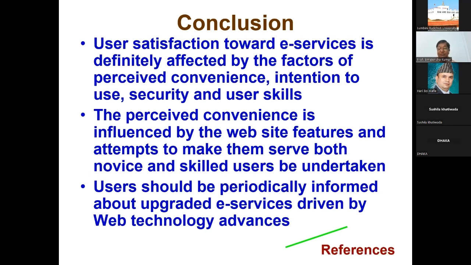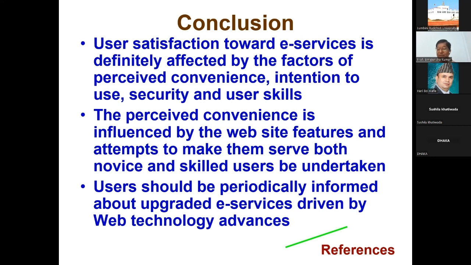So this is the concluding part. User satisfaction towards e-services is definitely affected by the factors of perceived convenience, intentions to use, security, and user skills. The perceived convenience is influenced by the website features, and attempts to make them serve both novice and skilled users should be undertaken. Users should be periodically informed about upgraded e-services driven by web technology advances.